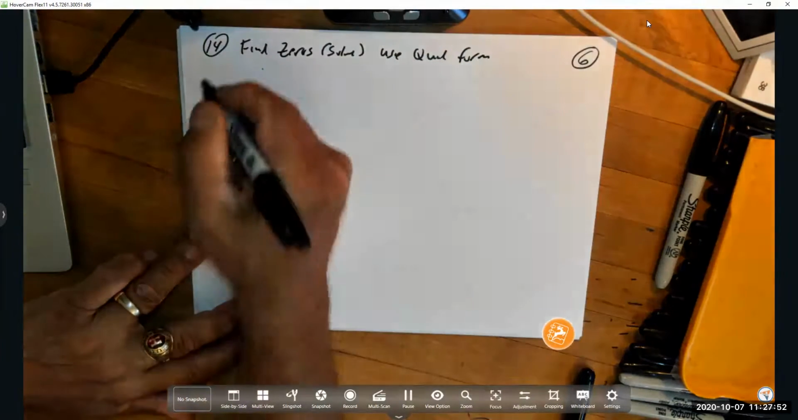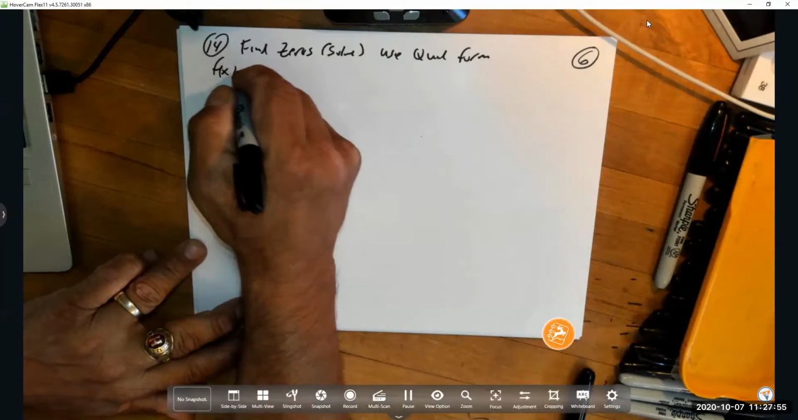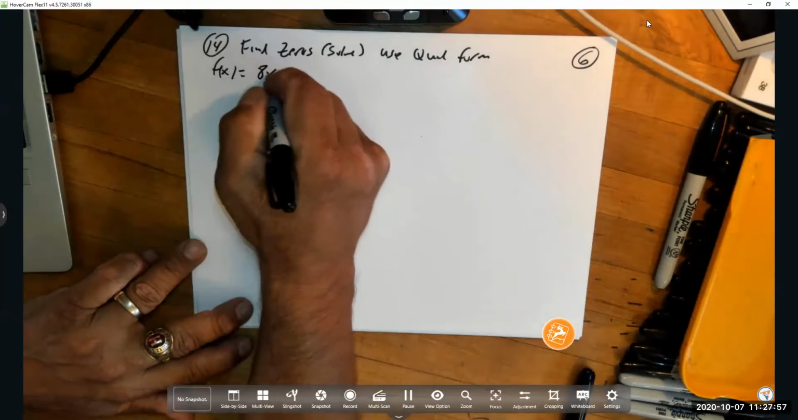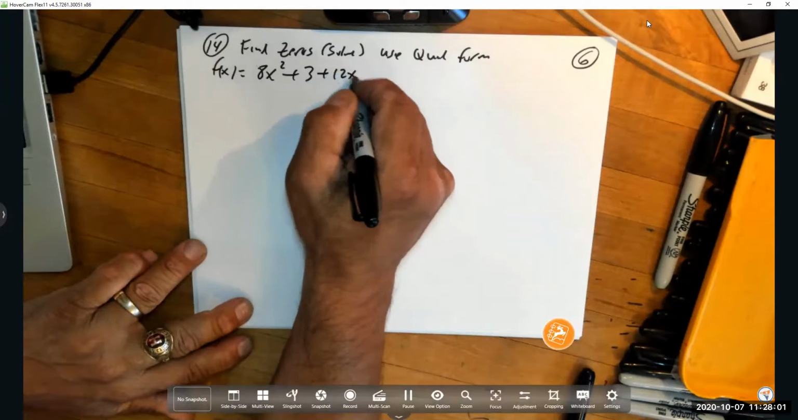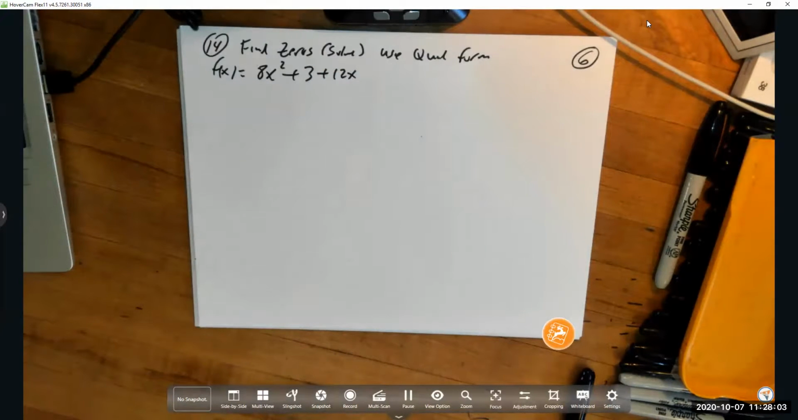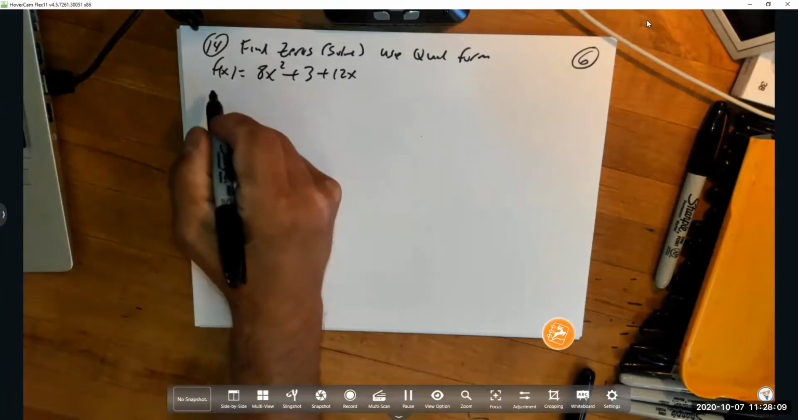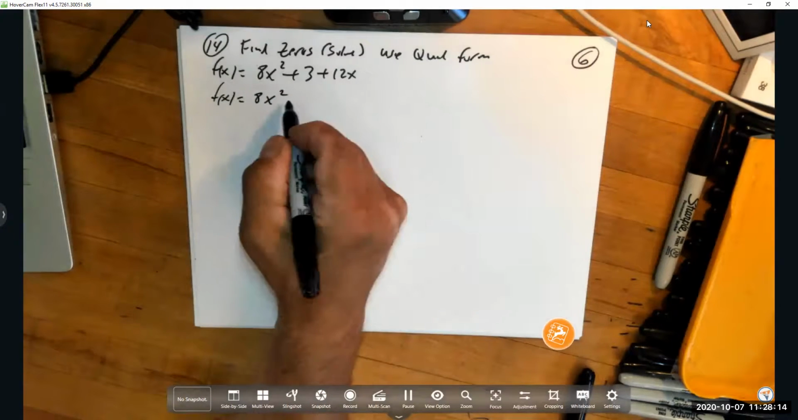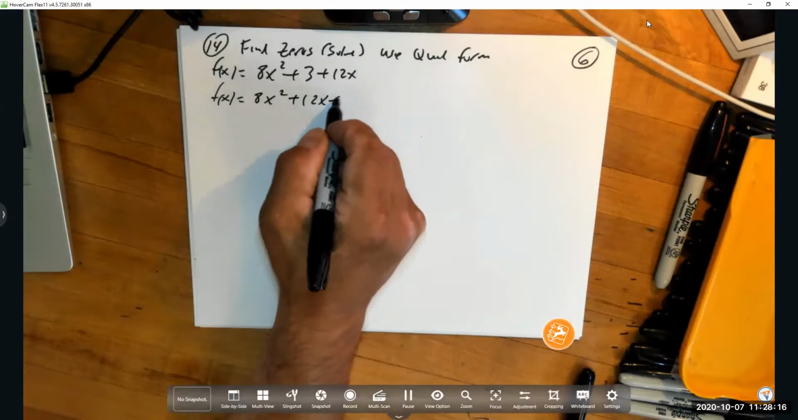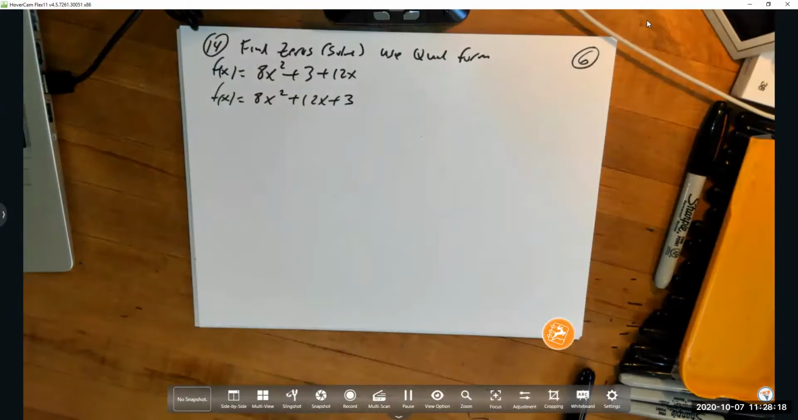All right, so it says f of x is 8x squared plus 3 plus 12x. Okay, first thing, not the way I want it to be. You need to fix it. How do you fix it? You rewrite it. Exactly. You go 8x squared plus 12x plus 3. There you go. So now, carefully, tell me what A, B, and C are.